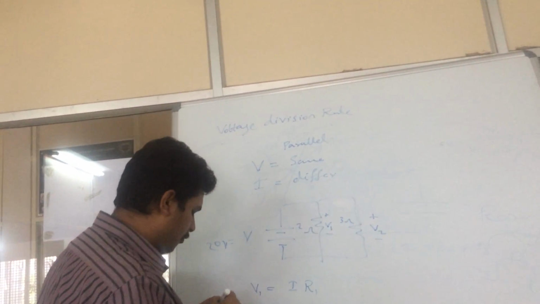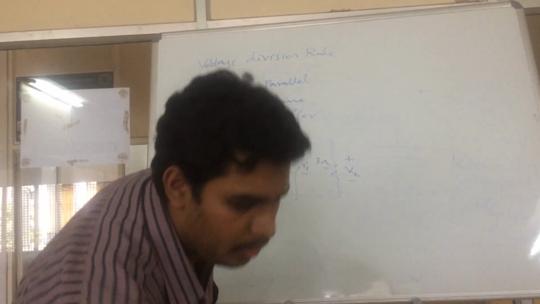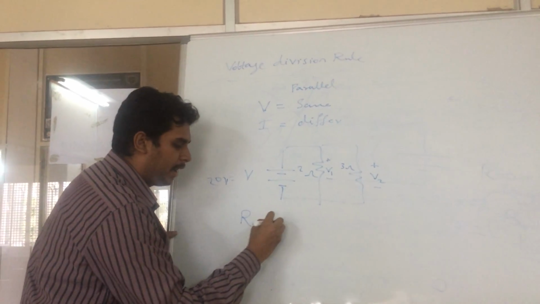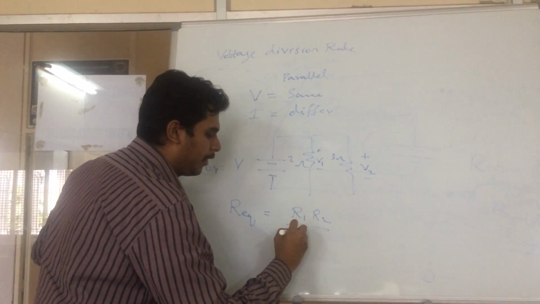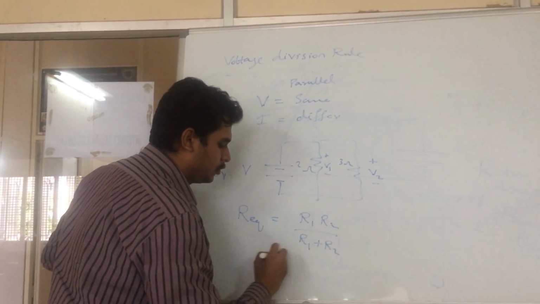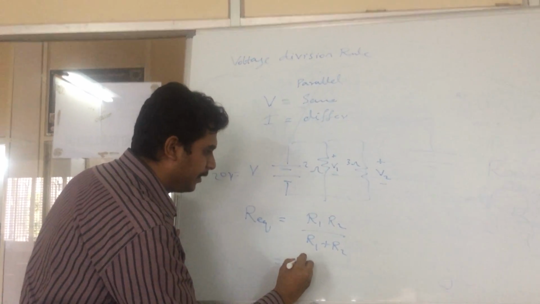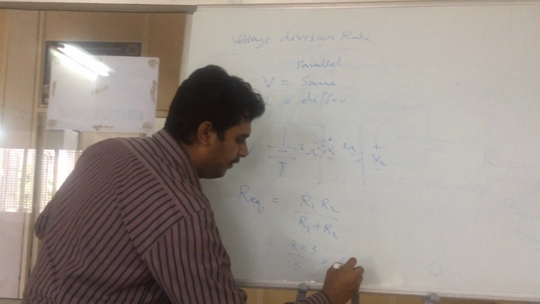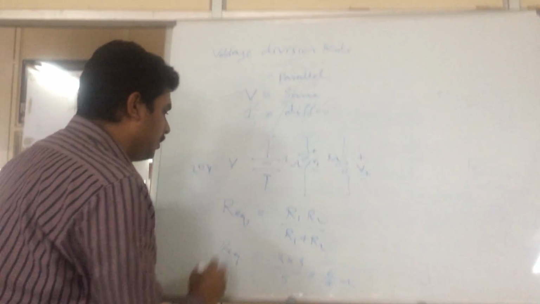Or basically we'll go with one more simple method. We know the formula for when the resistances are kept in parallel. So the R equivalent is nothing but R1 R2 by R1 plus R2. So what's the total equivalent resistance? The total equivalent resistance will be 2 into 3 by 5, that is 6 by 5 ohms. So that is R equivalent.